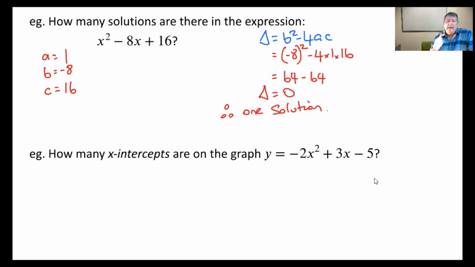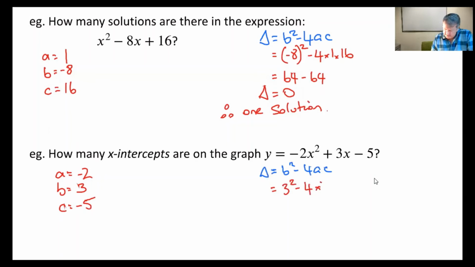All right. Second one, let's have a look. Same thing again. Write our equation. Delta equals B squared minus 4AC. Write down our A equals, B equals, and C equals. So our A is -2. Our B is 3. And our C is -5. Let's plug them in. Now this is really quick, isn't it? B squared, so it's 3 squared minus 4 times A is -2 times C is -5.